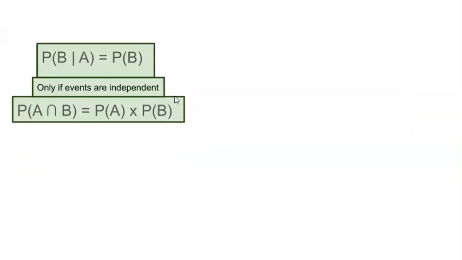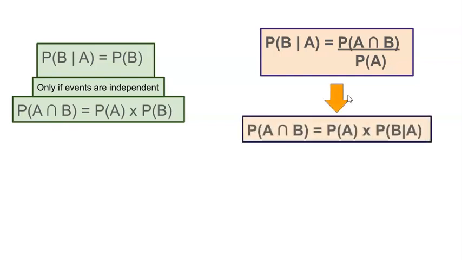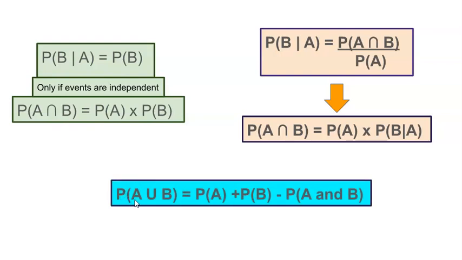So to recap, we have our two different methods for checking for independence. We also know that the probability of B given A equals the probability of A and B divided by the probability of A. We can manipulate this formula to find the formula for finding the probability of A and B to equal the probability of A times the probability of B given A. And this formula will always work to find the probability of A and B, whereas this one over here only works if the events are independent. And then to review our addition rule, the probability of A or B equals the probability of A plus the probability of B minus the probability of A and B.